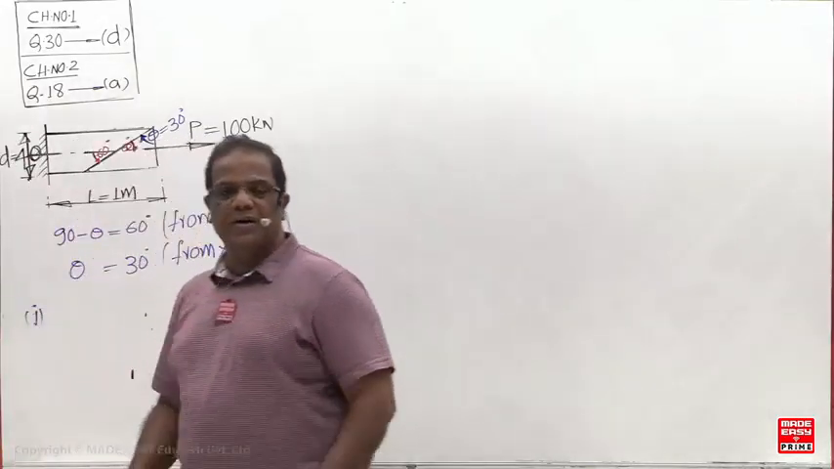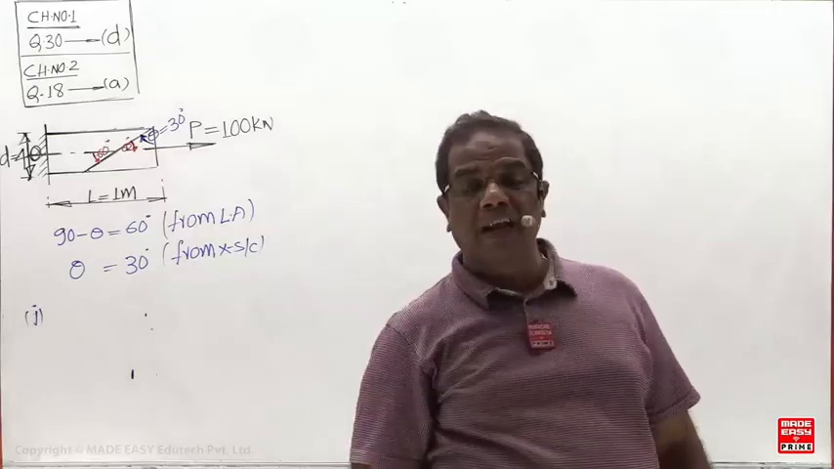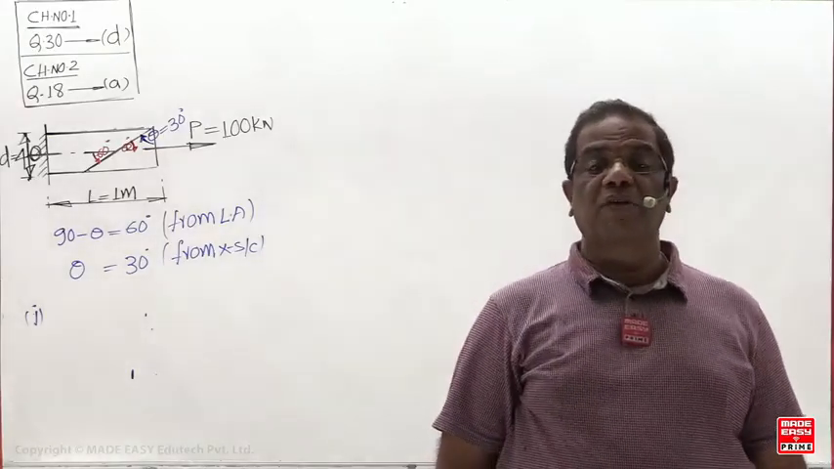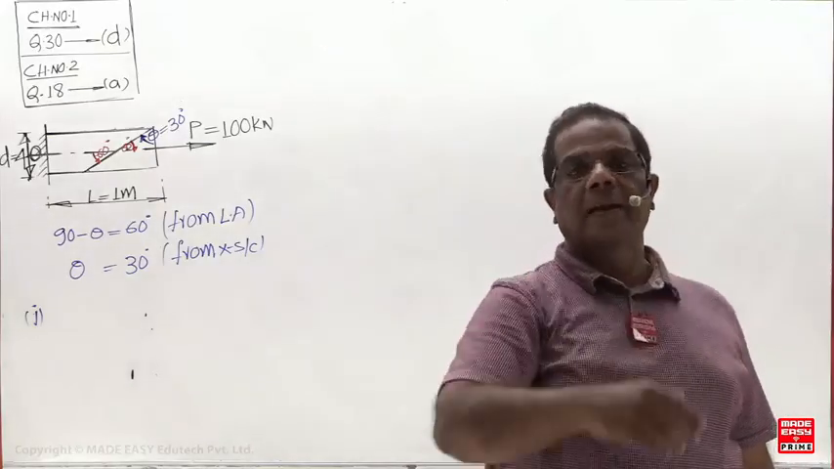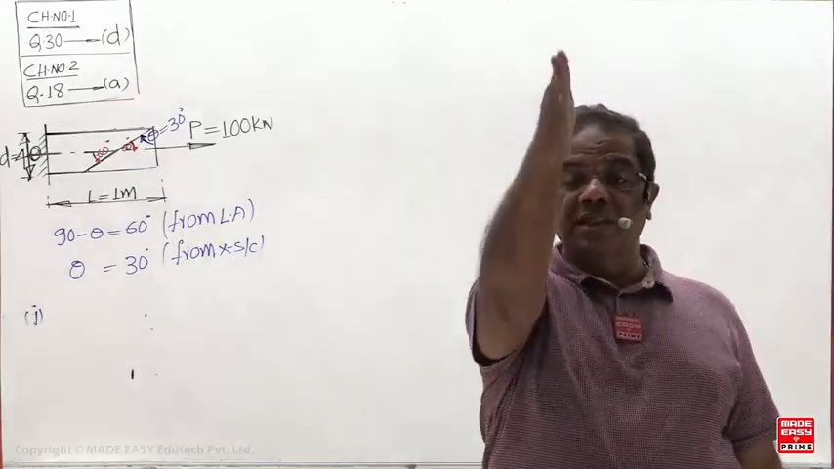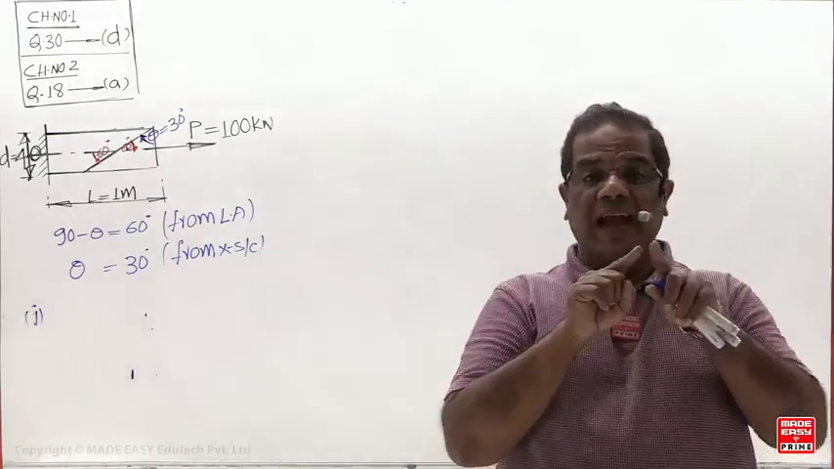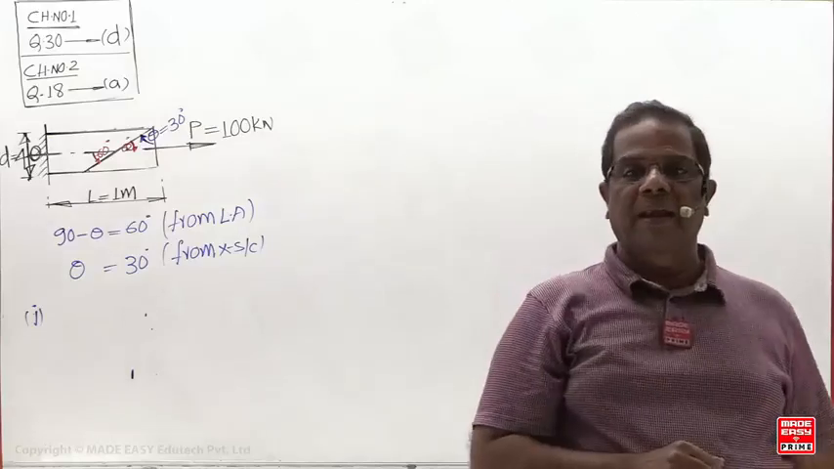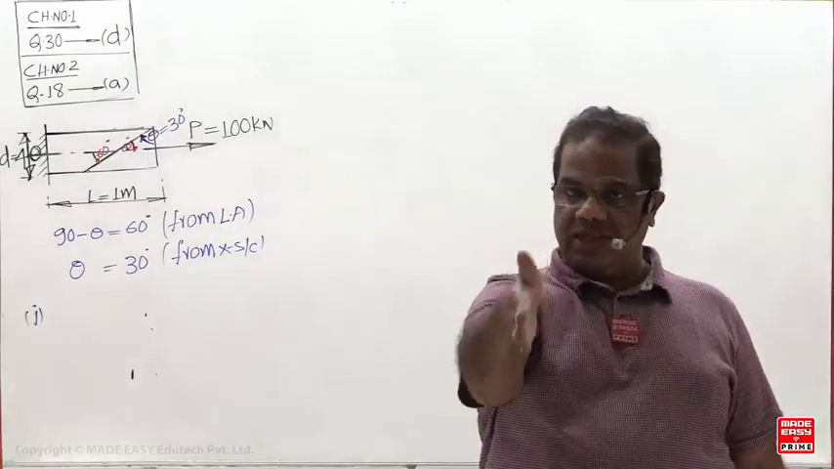First, what do you have to find out now? What you have studied: whenever you want to find out the stress on any plane under a uniaxial state of stress, minimum you should know the stress on one plane. That is the cross section. Under uniaxial state of stress, to find the stress on any oblique plane, minimum you should know the stress on one plane, that is the cross section.